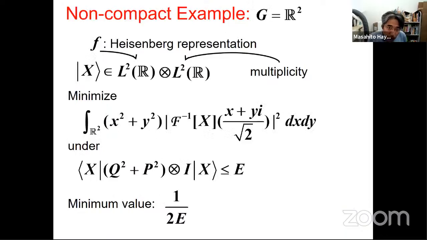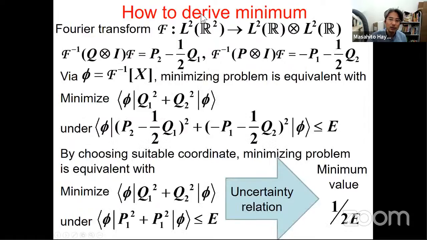And also we can consider a non-compact representation group. So we want to consider the Heisenberg representation. In the Heisenberg case, we have this Fourier transform, and we have this one. Then under this energy constraint, we have this one. So how to derive the minimum one? We have a Fourier transform, and then we need the minimum under this condition.